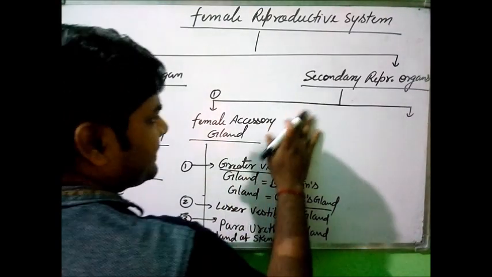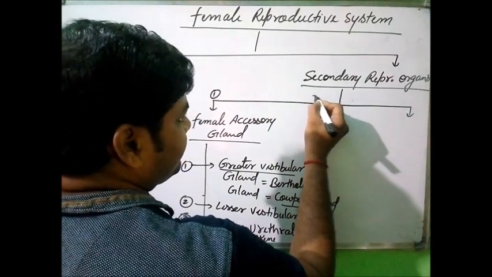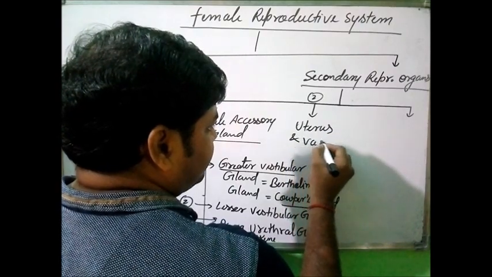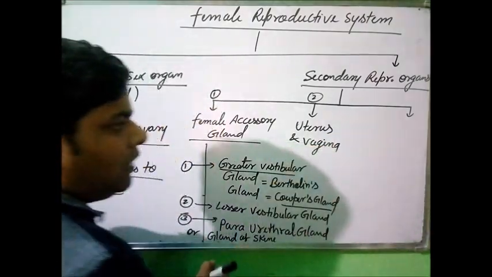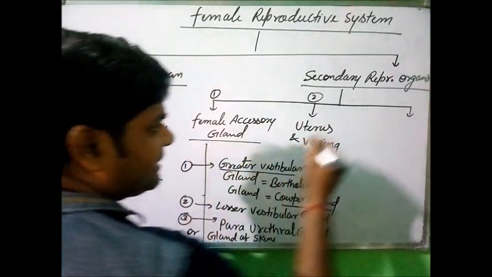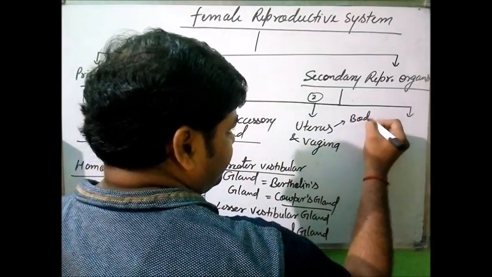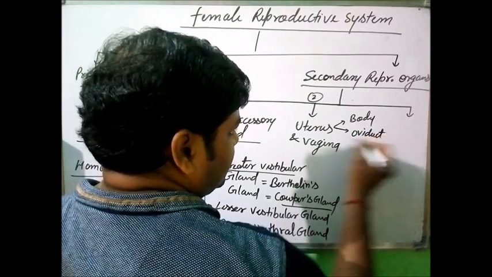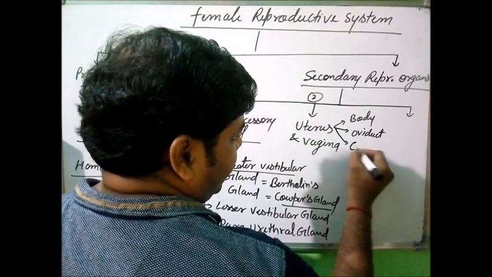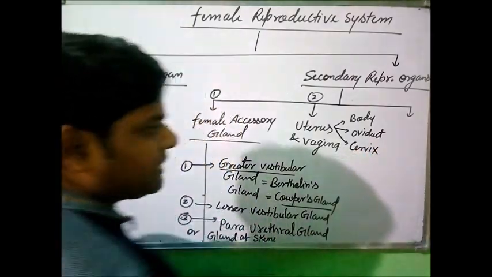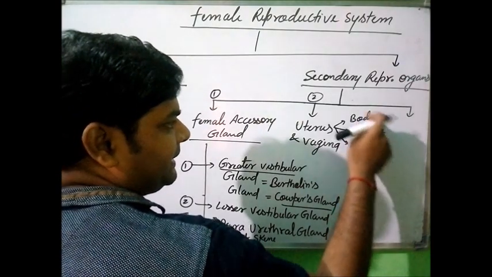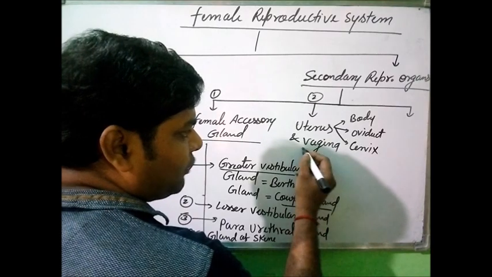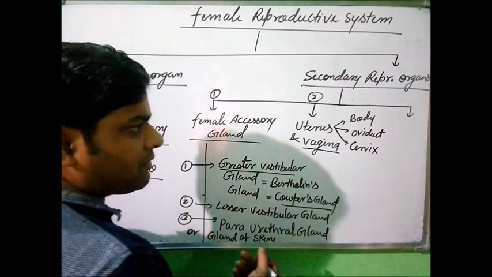Now another one is uterus and vagina. Uterus itself is having three parts. One is body and oviduct and cervix. So uterus is also divided into three components. One is its main body part, then there are one pair of oviduct and cervix is connected to the vagina. Okay, so it is a tubular structure.